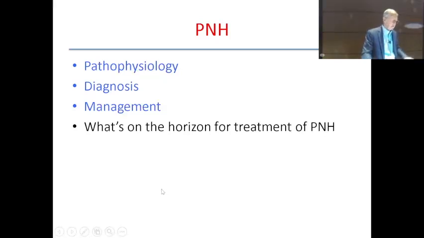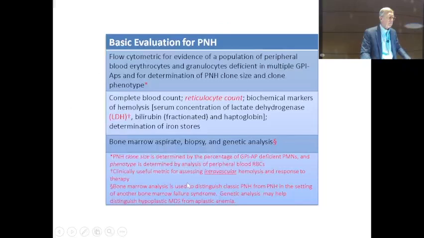Okay, so let's move on to the management of PNH. And this starts with a basic evaluation of PNH. It's really a pretty simple process. Everyone, of course, has flow cytometry. This is the way that we identify the expression of the GPI anchor proteins, and also the way that we determine the clone size and the phenotype. So this is a very important first step in characterizing PNH.